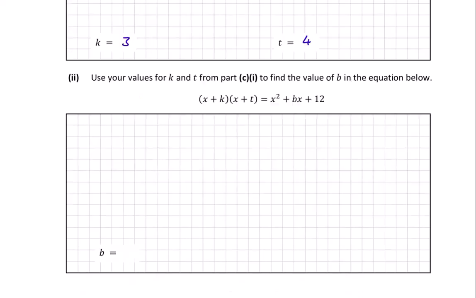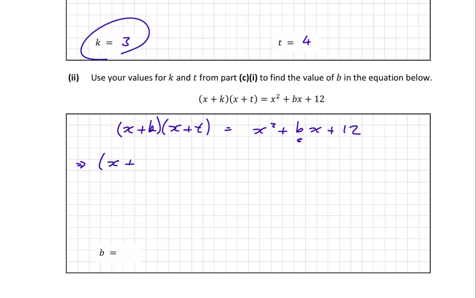Use your values for k and t from part C1 to find the value of b in the following equation. So we have x plus k, we have to multiply that by x plus t, and our answer is x squared plus bx plus 12. On the right-hand side we have everything except this number here, which is what they want us to find. So let's see if we can work it out. On the left-hand side we've got x plus, they want us to use the value for k that we got up here, so that's 3, and x plus the value for t, 4.